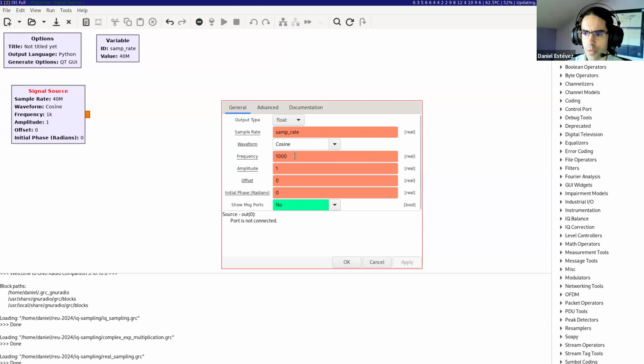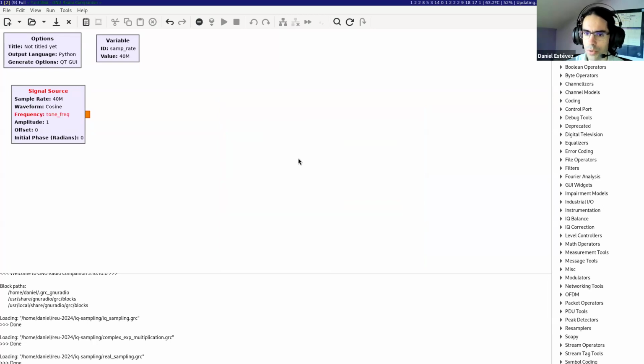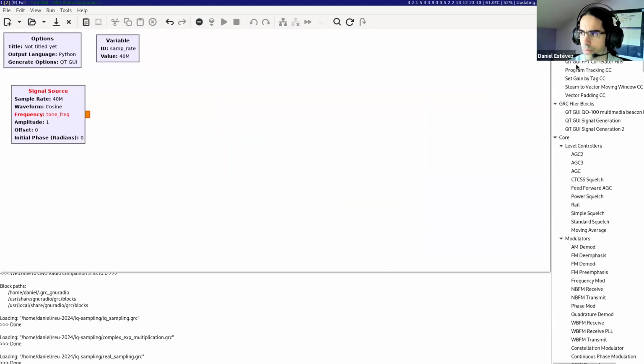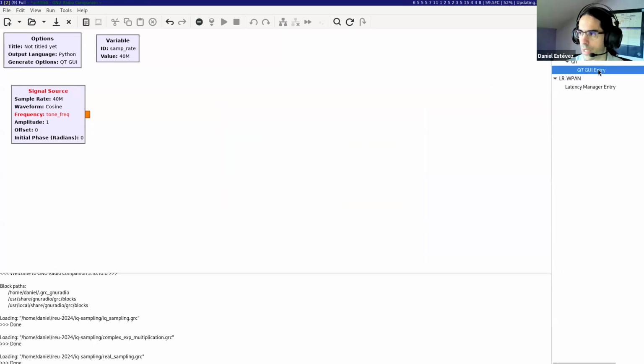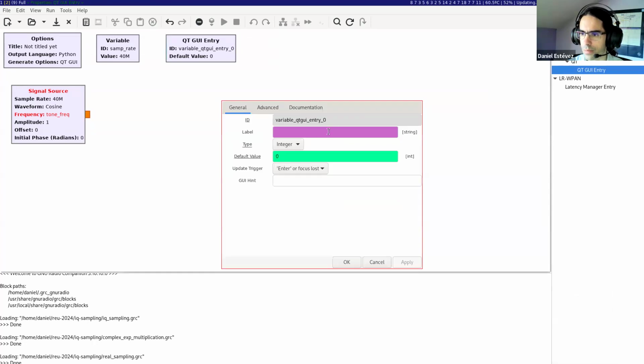And for that, I'm going to use a variable, which I'm going to call tone frequency. I need an entry here. Tone frequency. This is going to be of floating point type. And I'm going to do something more elaborate here. So this is the tone frequency. And I'm going to say this is in megahertz, and by default, I will give it 10 megahertz.